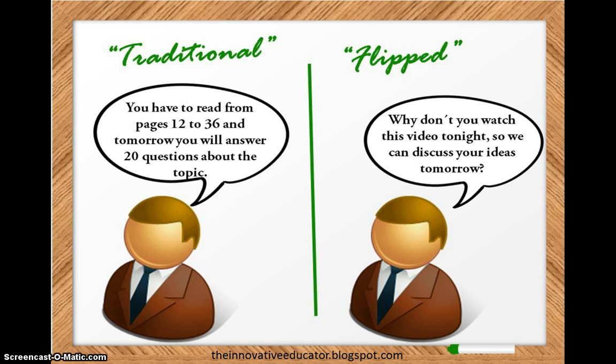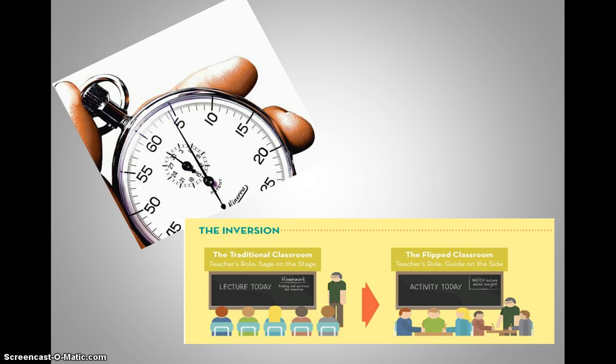Okay. There are different ways to do it. In a traditional classroom, you lecture and then a homework assignment follows up the lecture. In a flipped classroom, you're going to do just that. You're going to assign a video of a lecture and other things, and then the next day you're going to do something active with it. Okay?